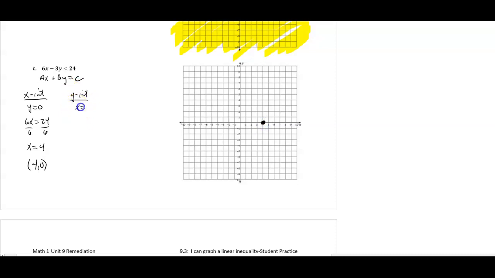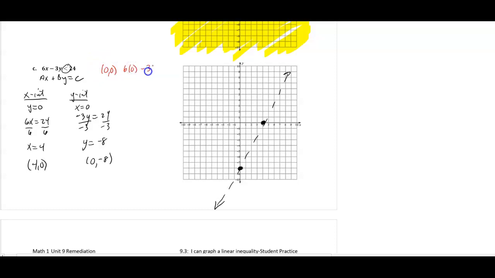My y-intercept, let x equal 0. So negative 3y then equals 24. Divide by negative 3, y is equal to negative 8. So I plot (0, -8). Now, do I have a solid or a dotted line? Since we're not equal to, it's going to be a dotted line. And now I'm going to use (0, 0) as my test point.